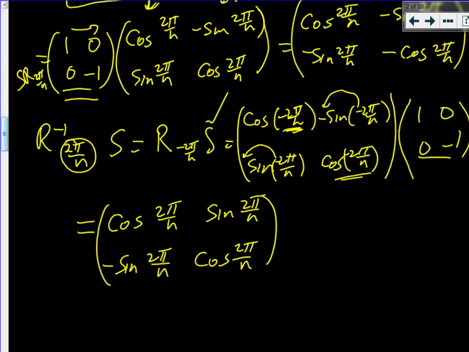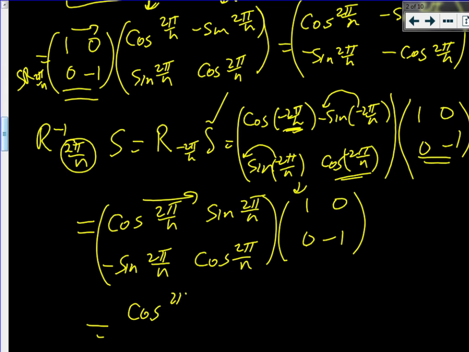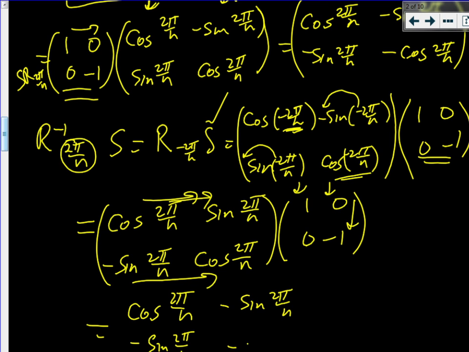And I multiply this by S. 1, 0, 0, negative 1. First row by first column is cosine of 2 pi over n. First row by second column is negative the sine of 2 pi over n. The second row by the first column is negative sine of 2 pi over n, and the second row by the second column is negative cosine of 2 pi over n.